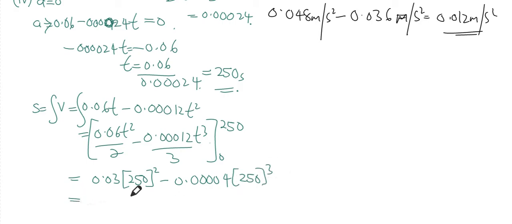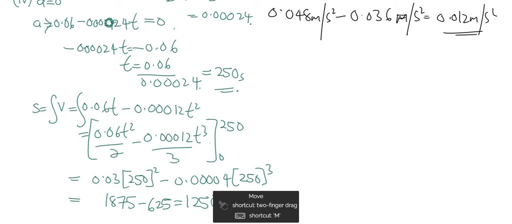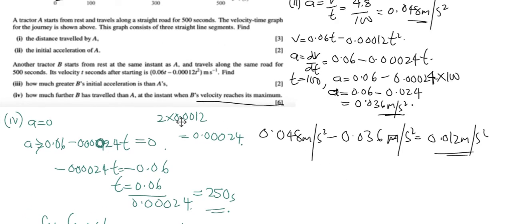If you use your calculator, the answer is 1875 minus 625, which is 1250. So the distance traveled by B in 250 seconds is 1250 meters. But this is not what the question wants. The question wants how much further B has traveled than A.